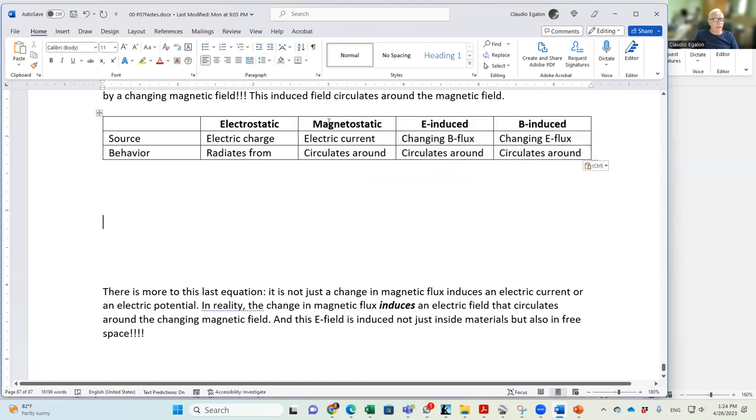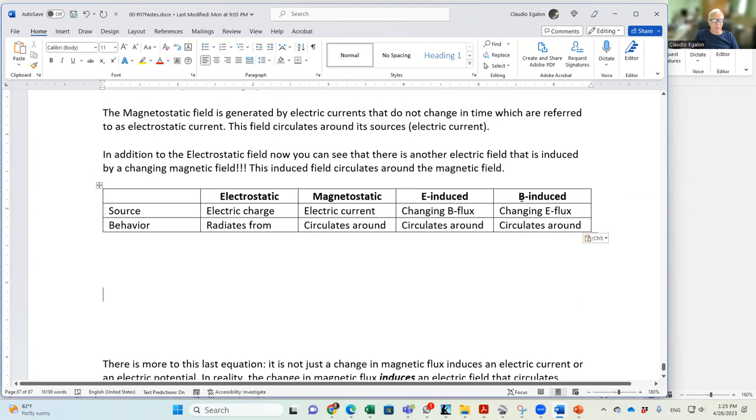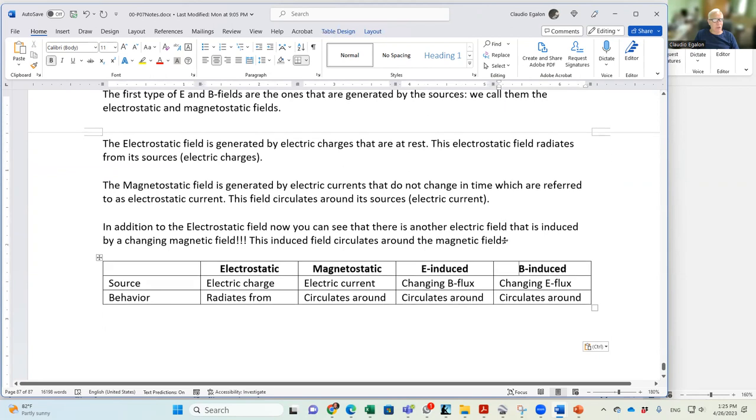Those two fields are kind of indistinguishable from each other, okay? Both the electrostatic and the electric induced field, they're indistinguishable. They're exactly the same fields. Magnetostatic and magnetic induced is also indistinguishable from each other. And now that we have this other induced field, we have to adjust our laws.